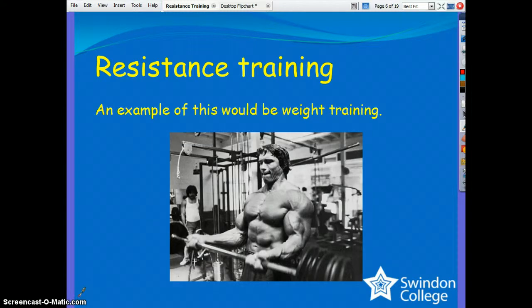Here is Arnold Schwarzenegger, who really made resistance training quite popular and quite the norm. Before he came along, it was quite a weird thing to be doing, and when he went from bodybuilding into movies, he sort of made it popular to be going to the gym and using weights. Now every single gym you go to has a free weight section, which is the core method of resistance training.